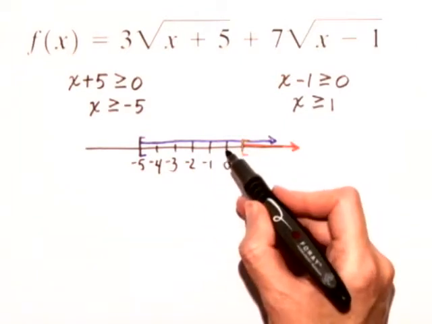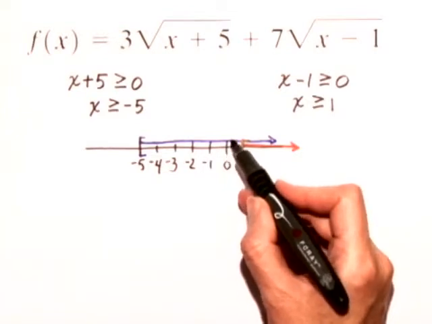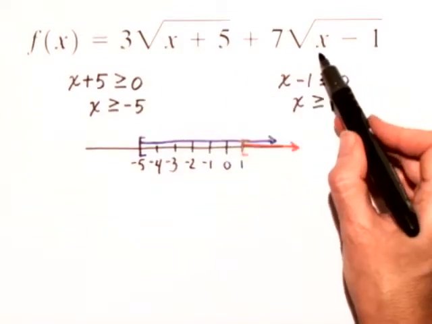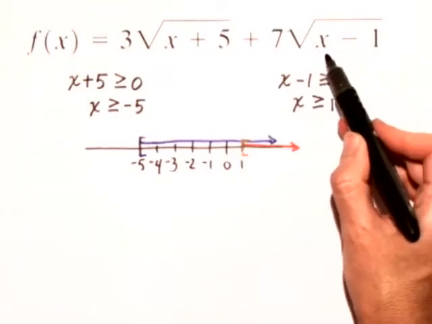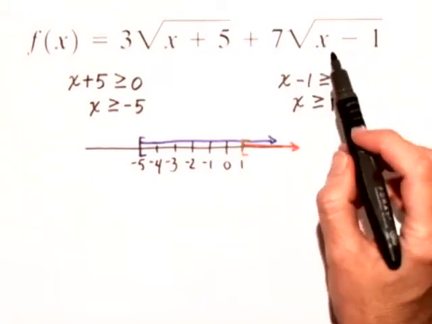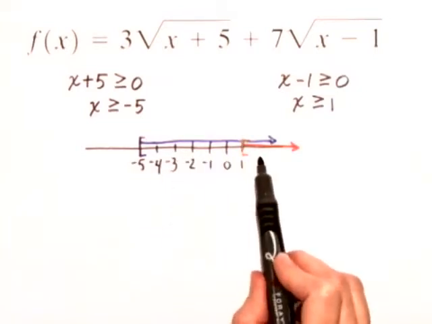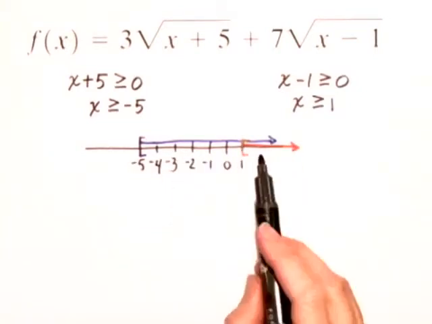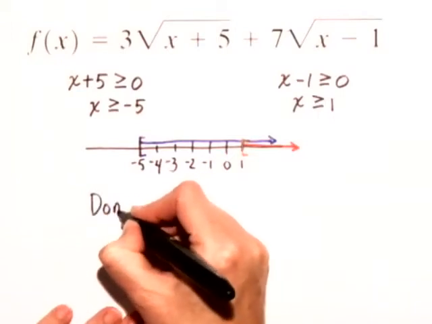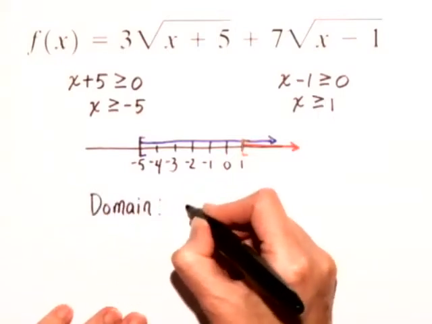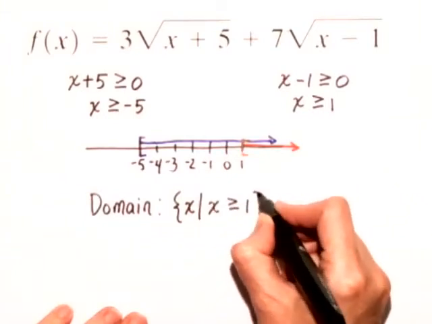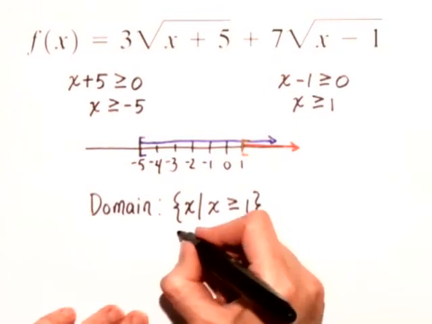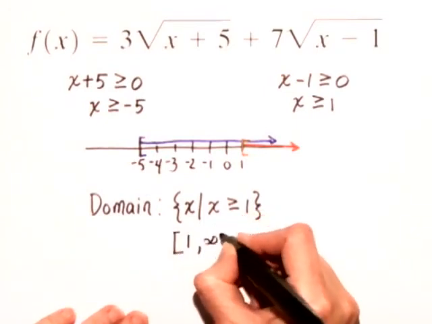For example, what if I wanted to include 0 in my domain for this entire function? If I substitute 0 in for x, in the second radical, I'd get 0 minus 1. I would have a negative number underneath the radical, and that's not a real number. So I need to restrict my domain to the intersection of these two. So I really need to start from 1, and I can say that my domain is the set of all x such that x is greater than or equal to 1, or I could write it in interval notation from 1 to infinity.